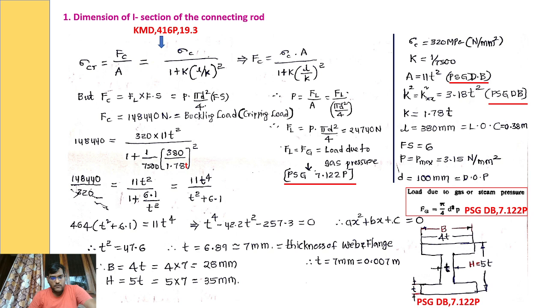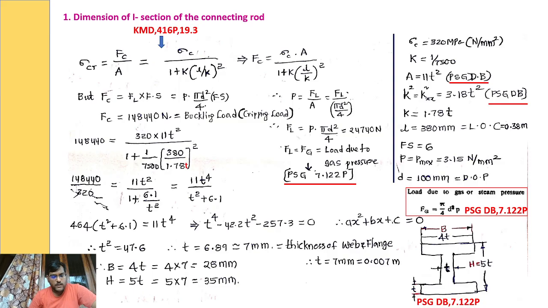I want only the t value. So you will get root of 47.6, you will get 6.89, round figure 7 mm. This is the final thickness of the web of the flange. Okay, so like that, you can get the thickness value. Now, from this thickness, we can easily get the width and height. One is B, other one is height. 5 into t and 4 into t. One is 28, other one is 35 mm.